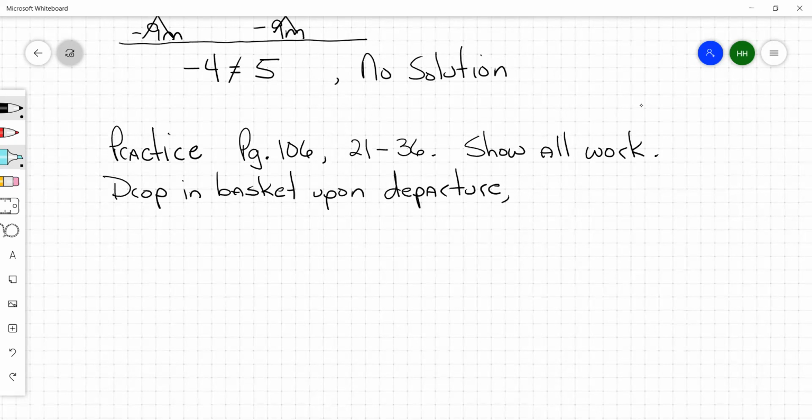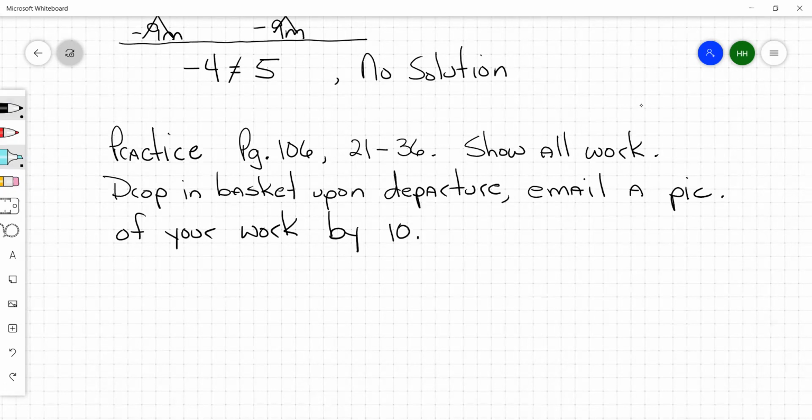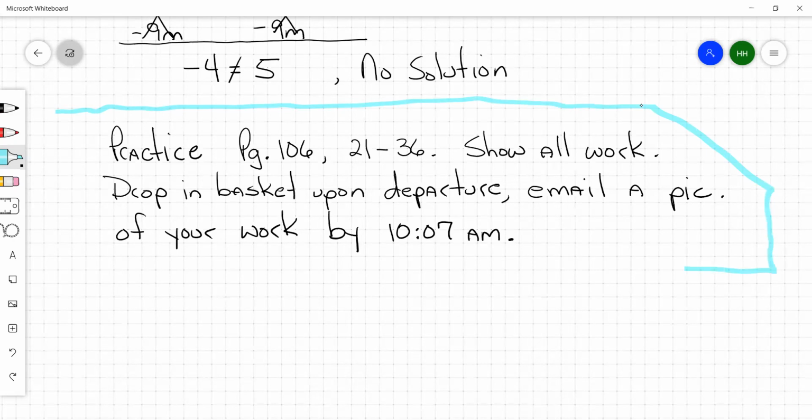If you're an e-learner, you are going to email a picture of your work by 10:07. This is over at 10:07, right? Email a picture of your work by 10:07. Don't send it to me tomorrow. If you were here today and you got the lesson, your assignment is due at 10:07. Whether it's complete or not complete, you send me a picture of it via email. I gave you my email address. All right, here it is again.